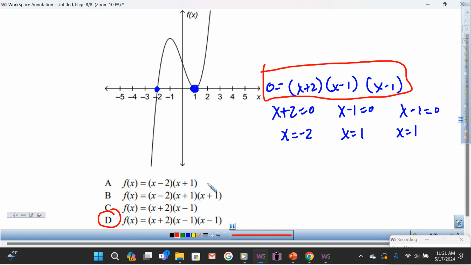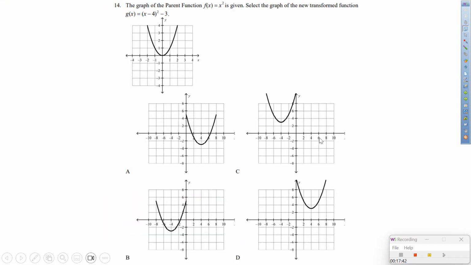Hands up if you got that by yourself. Let's go. All right, let's move on. Make sure you send that in.